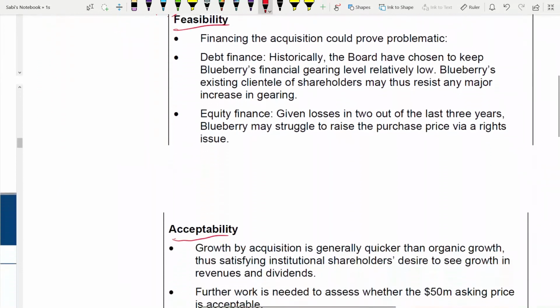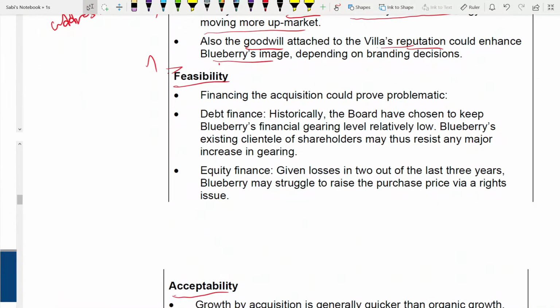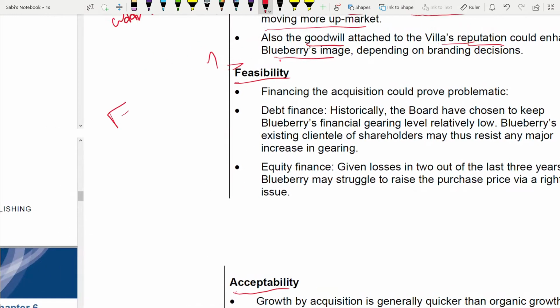Now we are moving to feasibility. Whenever feasibility comes, okay, talk about finance. This is very easy to remember, where you have to talk about finance, because this is F, this is also F. You see, F, F. F for feasibility, F for finance. This is how you link. So it's very easy. Finance, talk under feasibility.